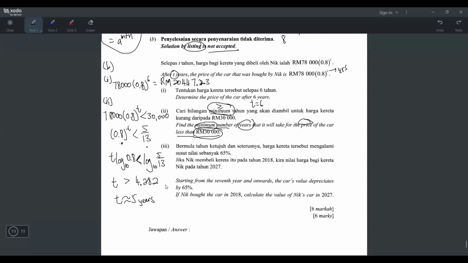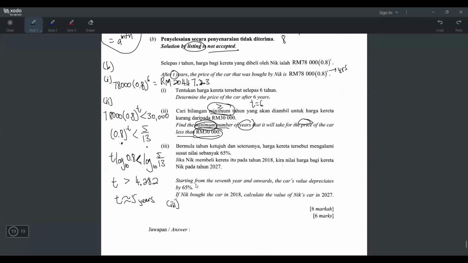Okay, what about 6, 7, 8, 9, 10? Those also give less than 30,000, right? But why don't you choose those for your answer? Because they want the minimum. So bigger than 4.282 there are 5, 6, 7, 8, 9, 10. But what is the minimum? 5. So it will take a minimum of 5 years for the car to be less than 30,000 ringgit. Okay, hope you understand.